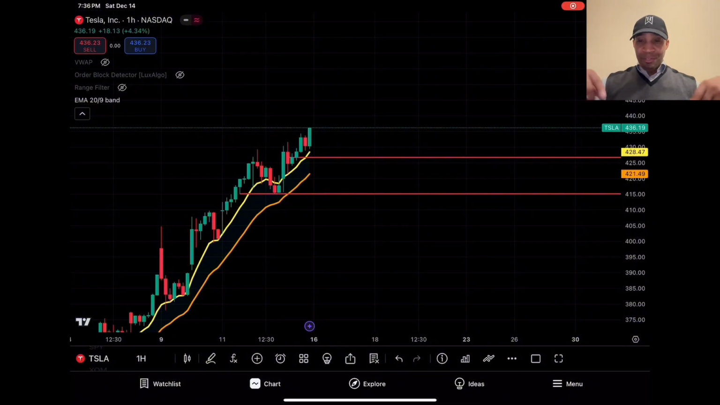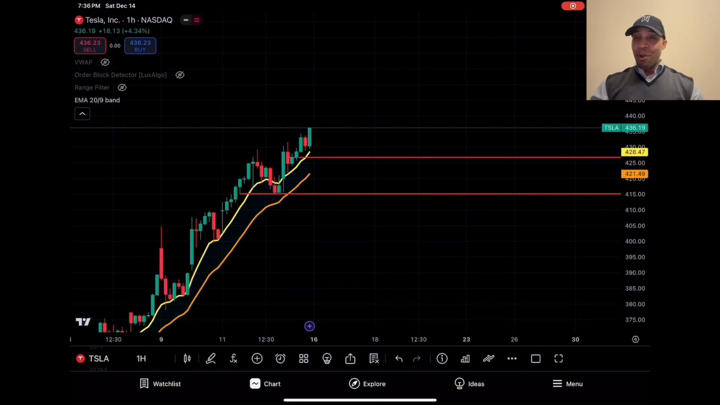FOMO plays with your mind and has you thinking, man, I'm going to miss out if I don't get into this play. And what happens when you get into that first green candle and you didn't follow a clear direction? You didn't follow confirmations or anything. You didn't follow a plan. It started coming back the other way and it smokes you. You didn't have a stop loss in place and you got smoked.